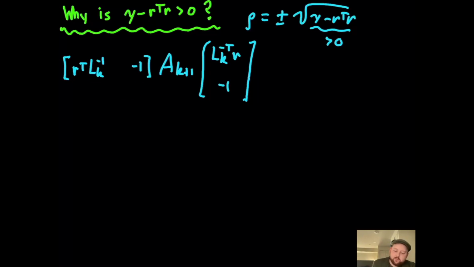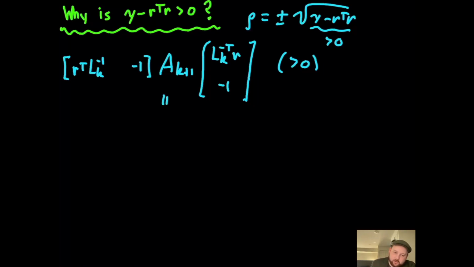So I made this choice, and then what do I know has to be true? I know that this has to be greater than 0, because A_{K+1} is positive definite. So we know automatically that this triple product will have to be positive. Well, let's go ahead and multiply it out and see what this tells us.